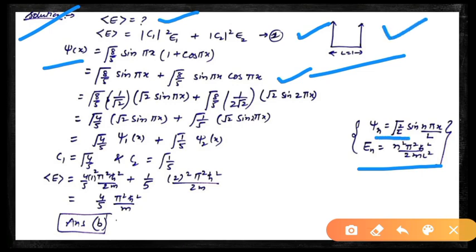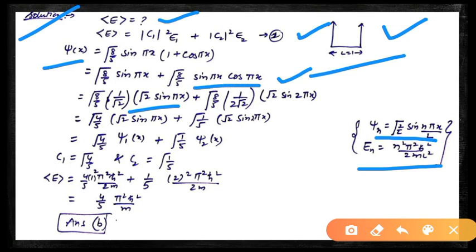The wave function is under root 2 upon L sine n pi x upon L. And here the value of L is 1. So simply the wave function is under root 2 sine n pi x. For the first state n will equal 1, so the wave function will become under root 2 sine pi x. And for the second state psi 2 equals under root 2 sine 2 pi x. So let's create this wave function. In the first term just multiply and divide by under root 2 and we will get psi 1.